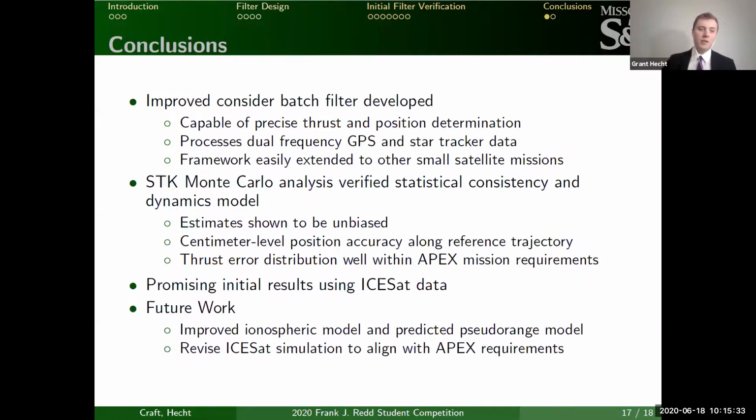In conclusion, an improved consider batch filter was developed that is capable of precise thrust and position determination by processing dual frequency GPS pseudoranges and star tracker attitude measurements using commonly available CubeSat sensors. This presented consider batch filter is also easily extendable to other small satellite form factors for estimation of dynamic states and parameter estimation. Future work will include improved ionospheric modeling for our predicted pseudorange model and a revised ISAT verification to align with the APEX mission requirements.